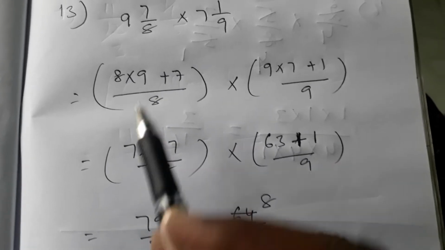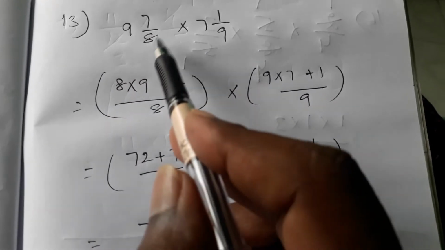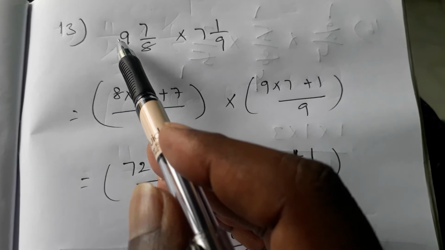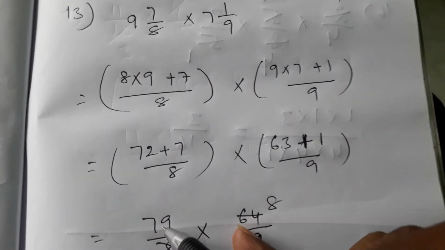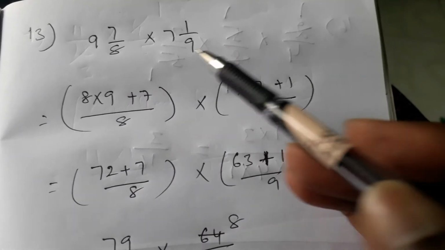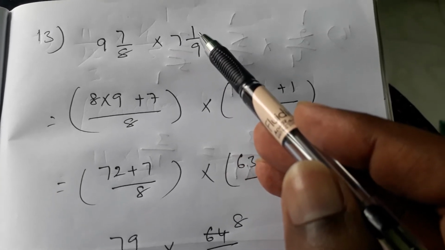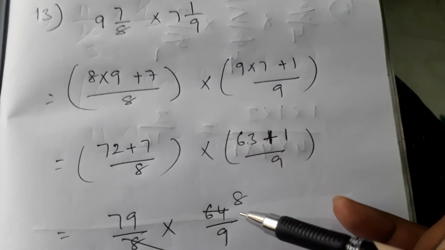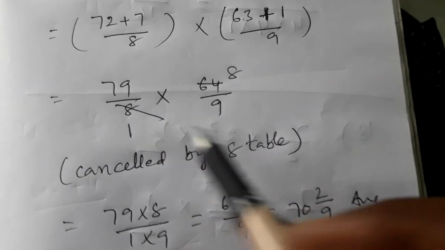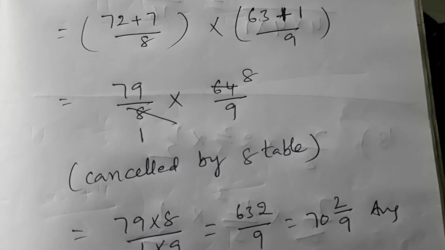How to convert into normal fractions? Multiply these two and add this one, and write this total result in the numerator. The denominator repeats as it is. 8 nines are 72, plus 7 is 79. Write it in the numerator, and the denominator repeats as it is. Next, 9 sevens are 63, and add 1, 64. Write it in the numerator, and the denominator repeats as it is. You will get normal fractions like this: 79/8 times 64/9.